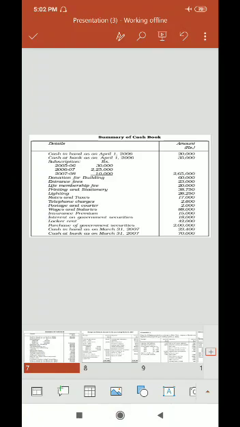So entire subscriptions are supposed to be directly brought down to your debit side of receipts and payments account. Donation for building. See, donation for building means a specific donation. They want you to use that donation only for construction of the building and not for any other purpose. So 2,65,000. Entrance fees is 60,000.